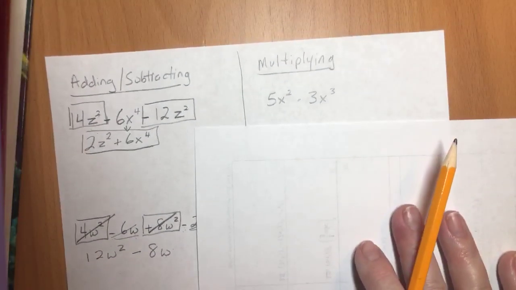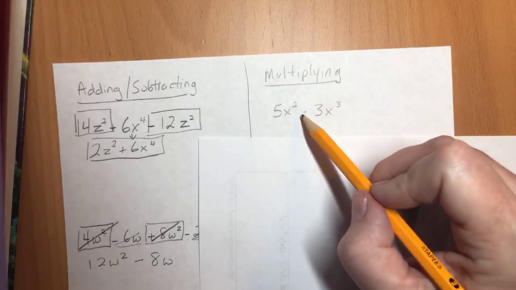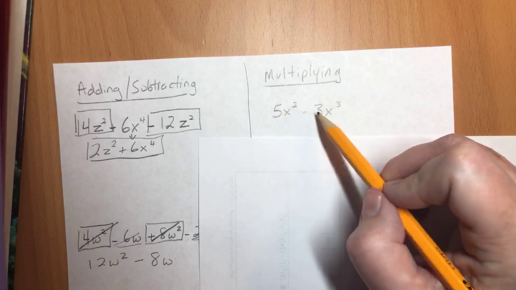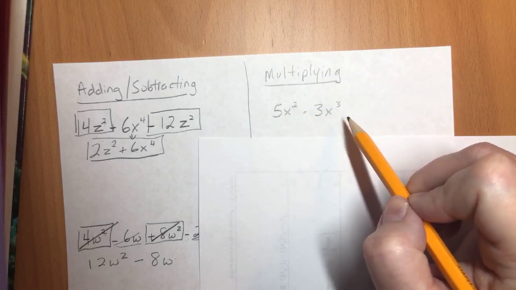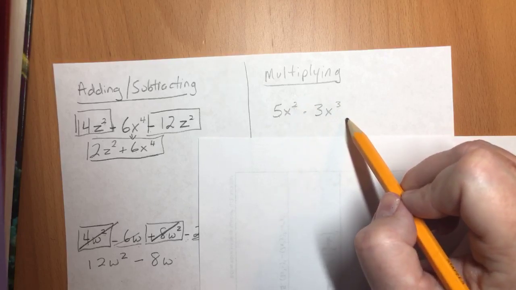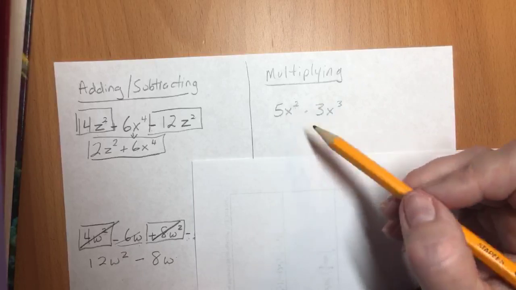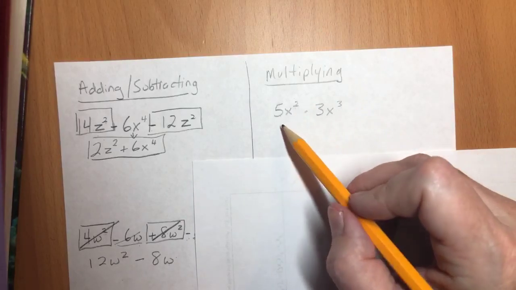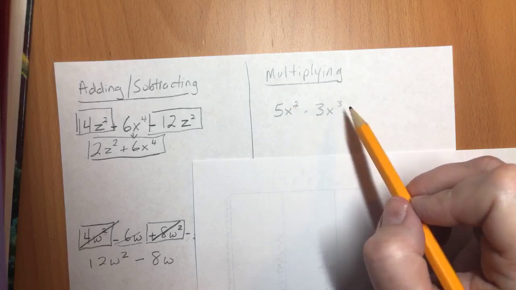All right, so when you multiply, that's different now. When you multiply, you multiply the coefficients and you add the exponents. That's where adding the exponents comes in, when you multiply. In your head, don't say this out loud, say, I multiply the big numbers and I add the little numbers.